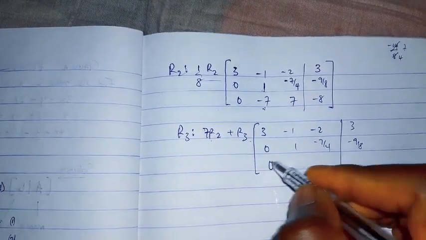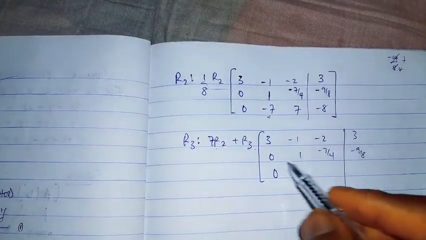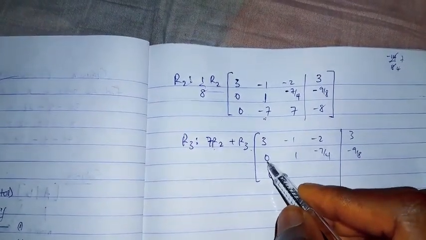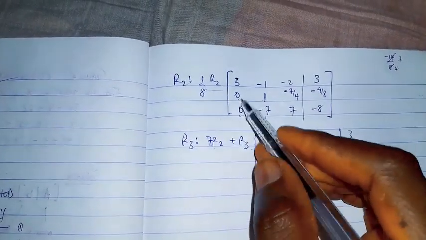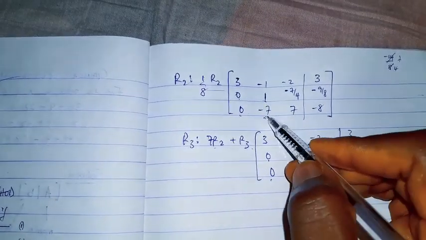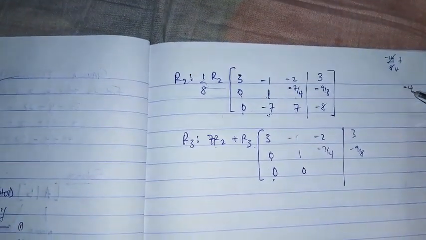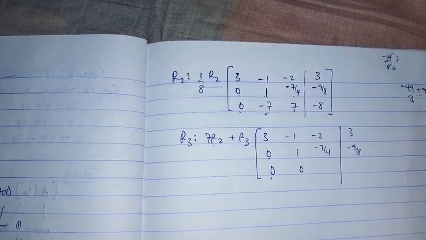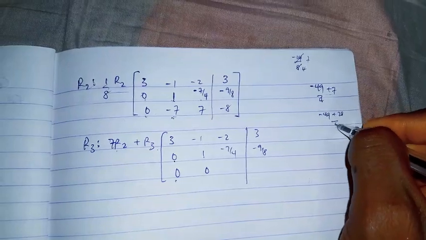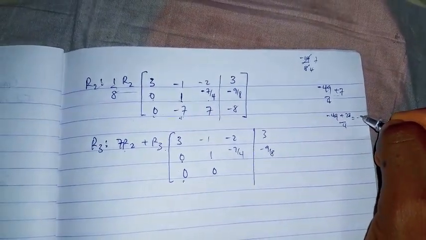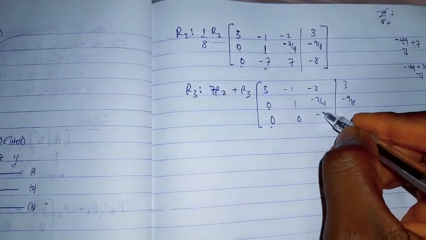This now becomes 0. Why does it become 0? Let's just confirm. Okay, so since it's 7 row 2, that becomes 7 times this. That's 0 plus 0. So that's 0. 7 times 1, 7 plus minus 7. That's 0. 7 times this, that's minus 49 over 4 plus 7. So that becomes minus 49 plus 28 over 4. And that becomes minus 21 over 4. Nothing can go. So this becomes minus 21 over 4.